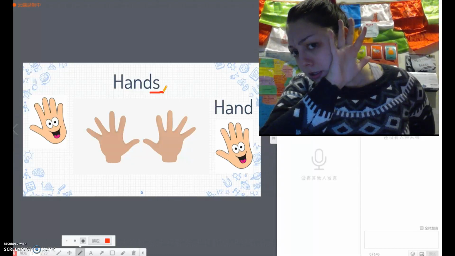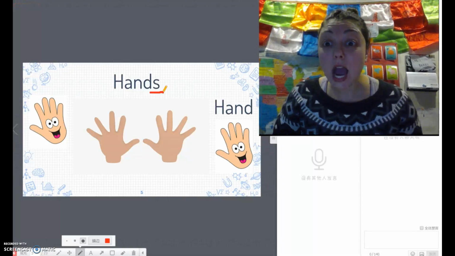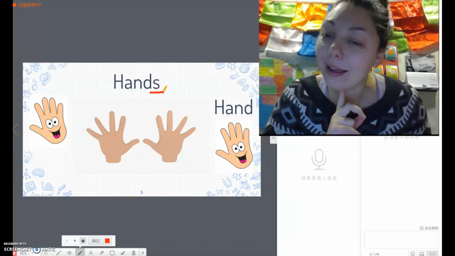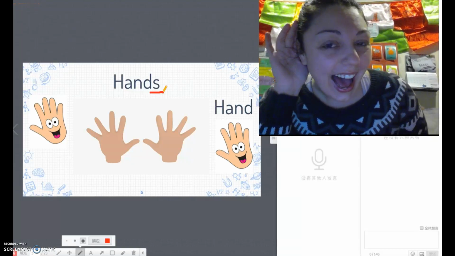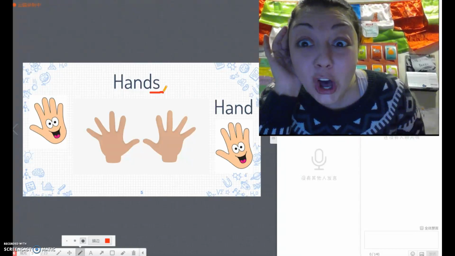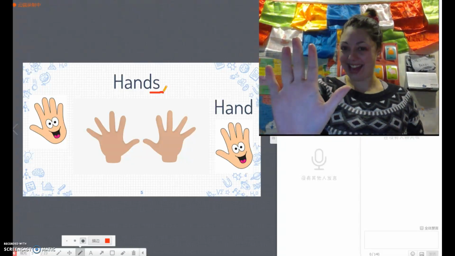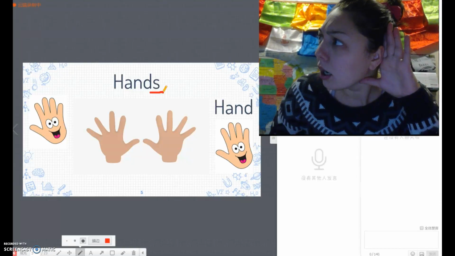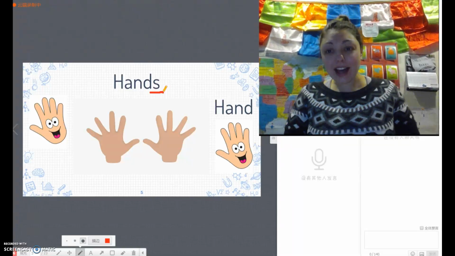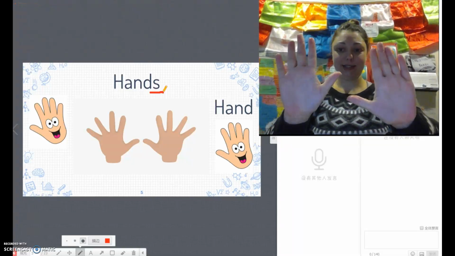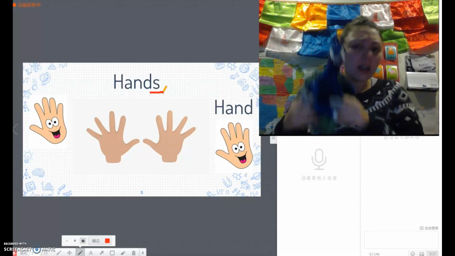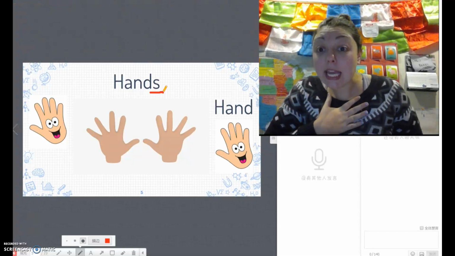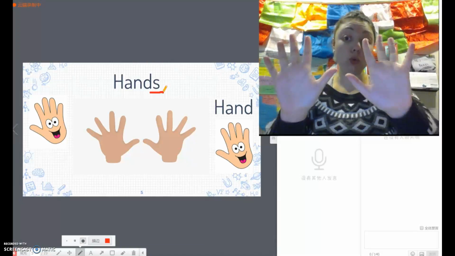One hand. Good. Can we say one hand? Good. One hand. And two hands. Good. Two hands. Hands. Lily doesn't have hands. That's okay. We have hands. We have two hands. Good.